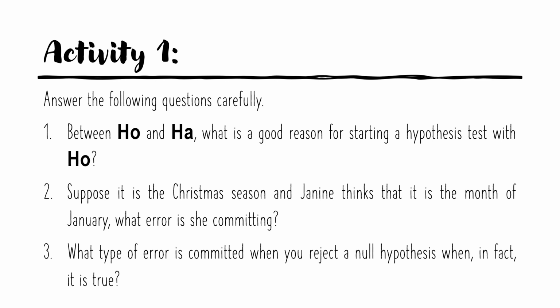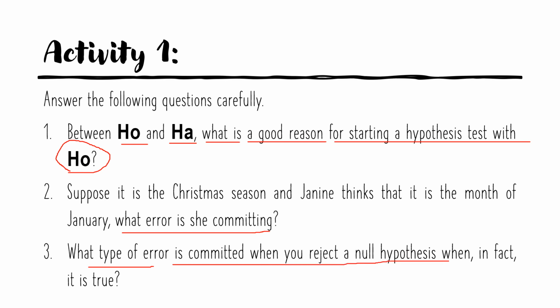So for activity number 1, answer the following questions carefully. Between your H0, which is your null, and your HA, which is your alternative, what is a good reason for starting a hypothesis test with H0? Why is it that you need to start with H0? For number 2, suppose it is the Christmas season and Janine thinks that it is the month of January. What error is she committing? For number 3, what type of error is committed when you reject a null hypothesis when in fact it is true?